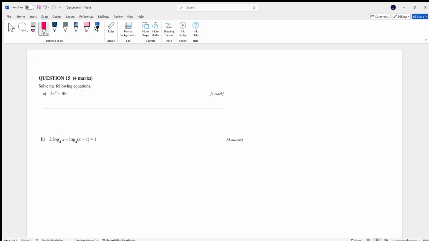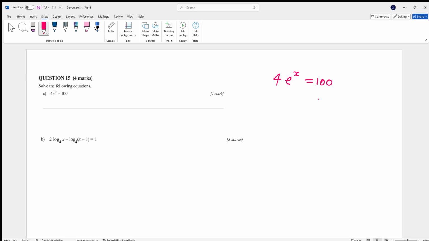So, question 15. Solve the following equations, and we're given two of these. 4 marks overall, 1 mark for the first one, and the second one is 3 marks. Now remember, this is non-calc. So let's look at this one here: 4e to the power of x equals 100.